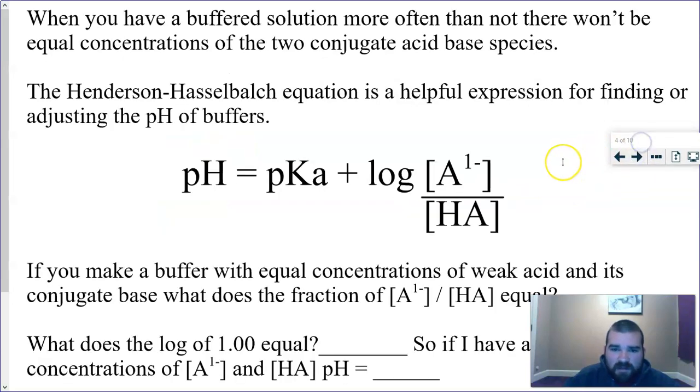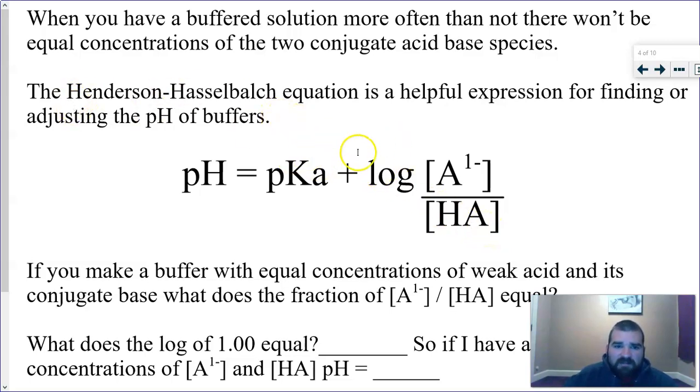All right, so now let's introduce the Henderson-Hasselbalch equation finally. If I have a buffered solution, more often than not, there won't be equal concentrations of the two conjugate acid-base species. So yesterday we started our sheet with an equal molarity of acetic acid and sodium acetate. And then we switched to two different molarities after we had neutralized some of it with some base. But in general, we're going to have buffers that don't have equal molarity of conjugate base and weak acid.